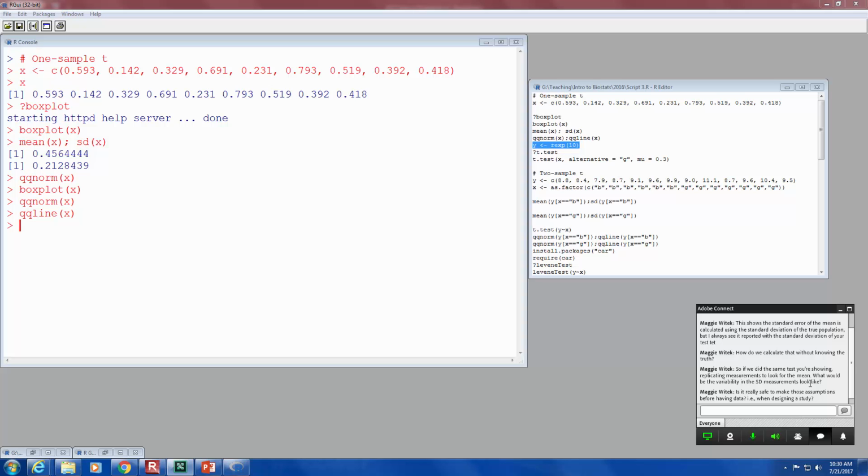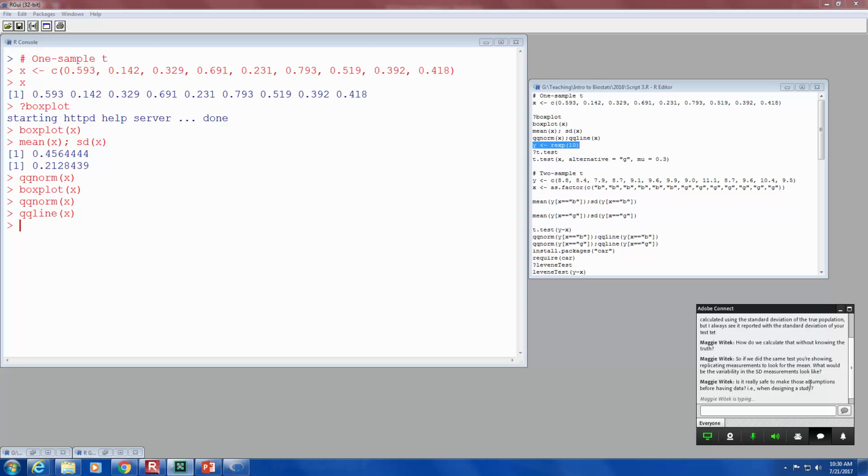Is it really safe to make those assumptions before having data, i.e. when designing a study? So Maggie is asking, is it safe to make assumptions about whether or not to use a one-tailed or two-tailed test when designing a study? I think, just like anything else, it's a decision-theoretic approach. In other words, what are the consequences of not being able to detect an effect in both directions? And if the consequence could be patient safety, then you better be detecting an effect in both directions and setting it as a two-tailed test.